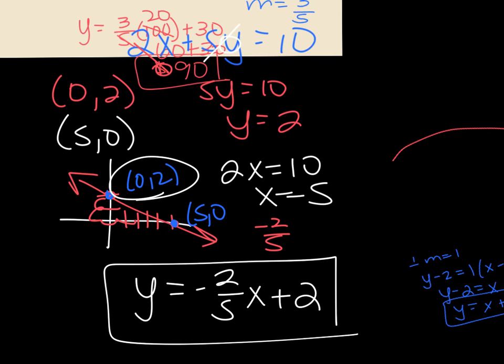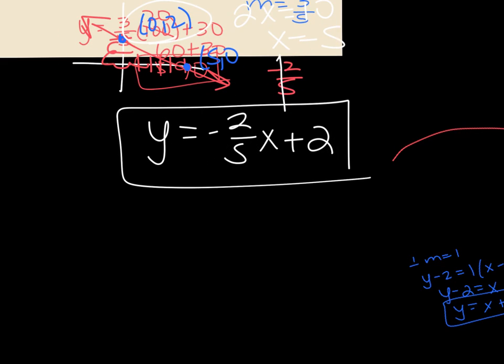We also talked about the steepness of a line. So if I was comparing the slopes of two lines, a line with a slope of 5 would be more steeper than a line with a slope of 1/2.